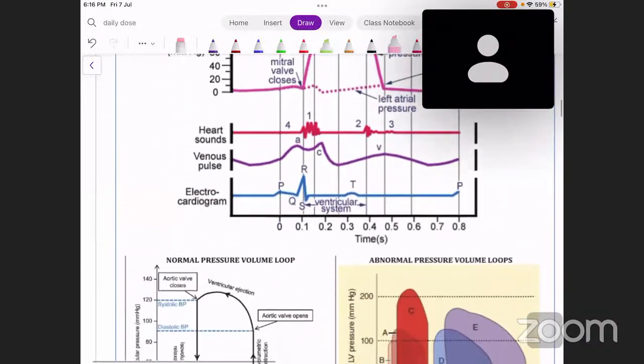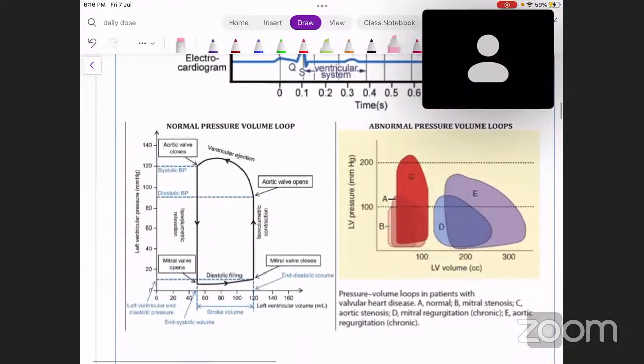Apart from that, this is kind of like a pressure volume loop. This is point A, B, C, and D, where you see the mitral valve closes. When the mitral valve closes, isovolumetric contraction will begin, while the pressure remains the same, volume remains the same, and pressure starts increasing from the atrial pressure to the aortic pressure.